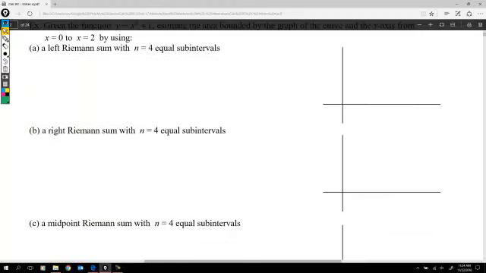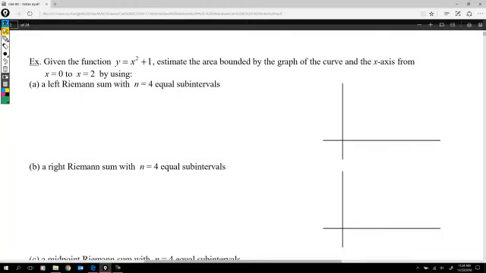All right, now let's do the same process, but this time I'm not given a table, I have a function. So it's the same process. Here, they want me to make 4 equal subintervals between 0 and 2 with this given function. So I know what this looks like.